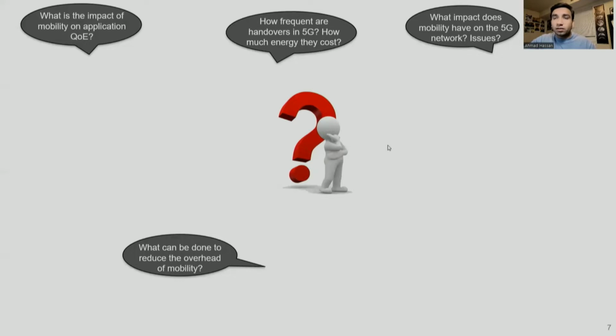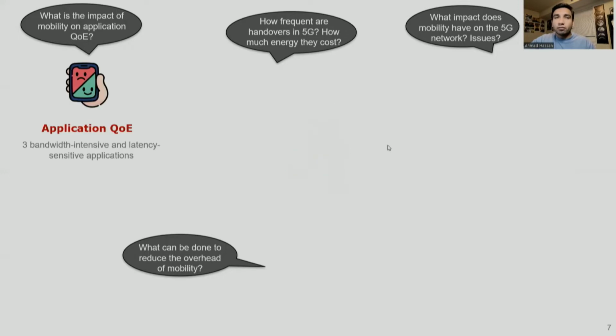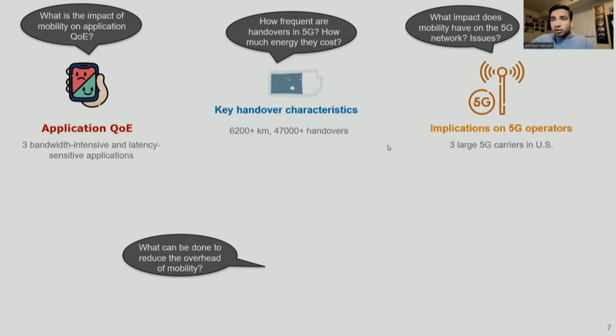So to answer all these questions, we mainly investigate 4 key directions. First of all, we study how 5G handovers impact application performance. Second, we examine the key characteristics of 5G handovers. For example, what is the duration and frequency of each handover type, and how much energy can a handover incur? Then, we shed light on the implications of 5G handovers on cellular networks. Here, we also identify new issues and challenges that are faced by 5G networks.